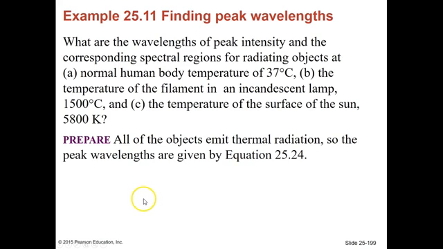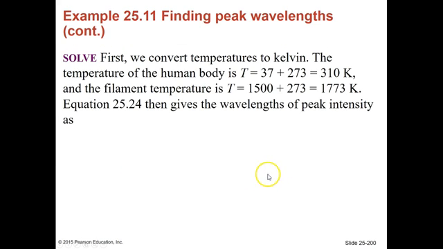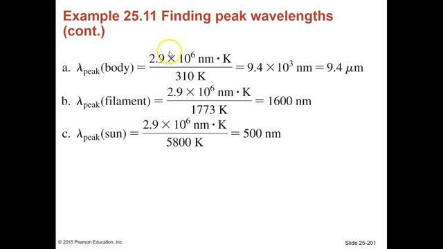So here they want to know what are the wavelengths of peak intensity and corresponding spectral regions for radiating objects: the normal human body temperature, 37 degrees Celsius; the temperature of a filament in an incandescent lamp, which is about 1500 degrees Celsius; and the temperature at the surface of the sun, which is a whopping 5800 K. We can use equation 25.24, but first we need to make sure everything is in K. So body temperature would be 310 K, filament temperature is 1773 K, and then we had our other one for the sun.